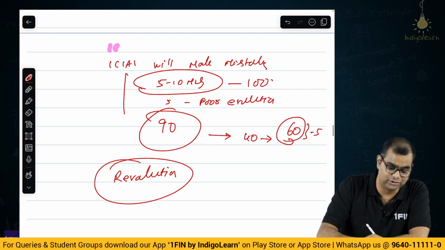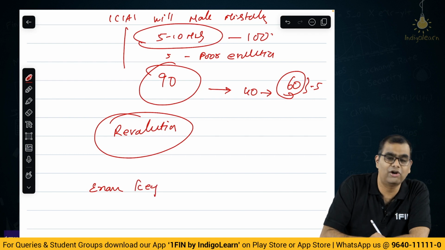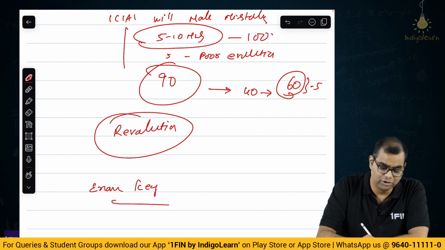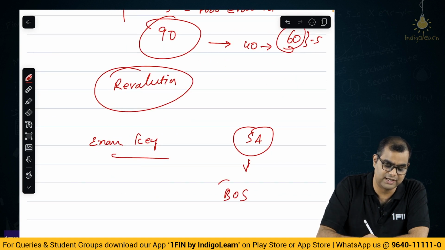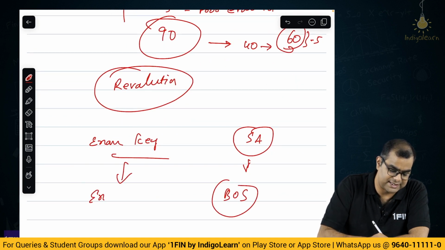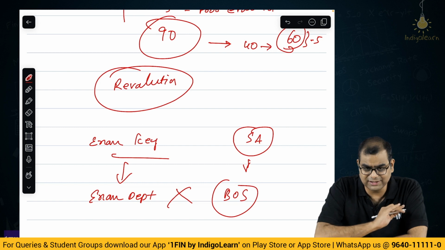Now, you see one more part, okay? I have one more funny thing to tell. What is the actual exam key? None of us know. It is not released. You know what are the suggested answers? Suggested answers are prepared by Board of Studies. Exam key is prepared by the exam department. Do you know that both of these are not the same? There is no linkage between those two.